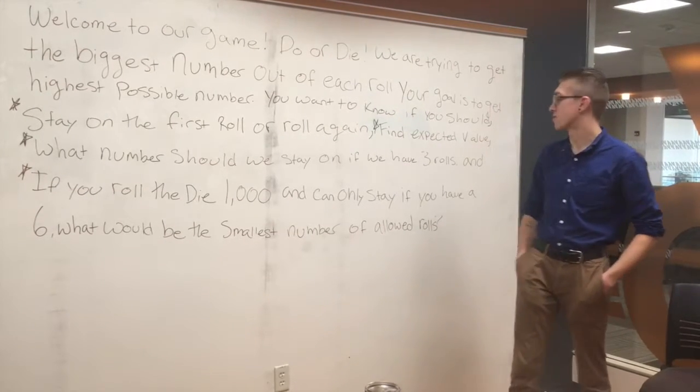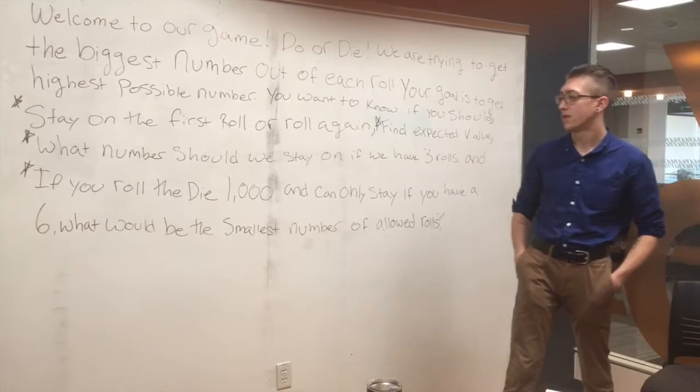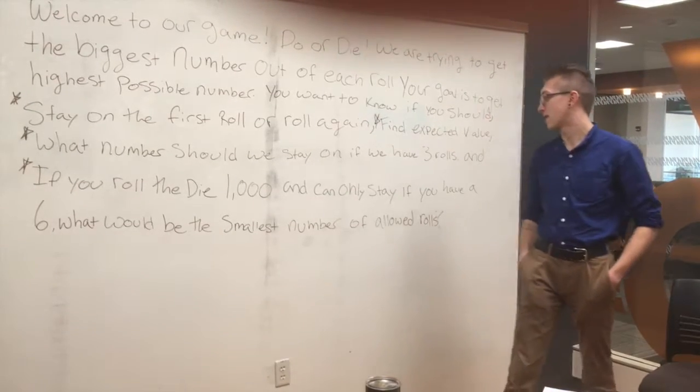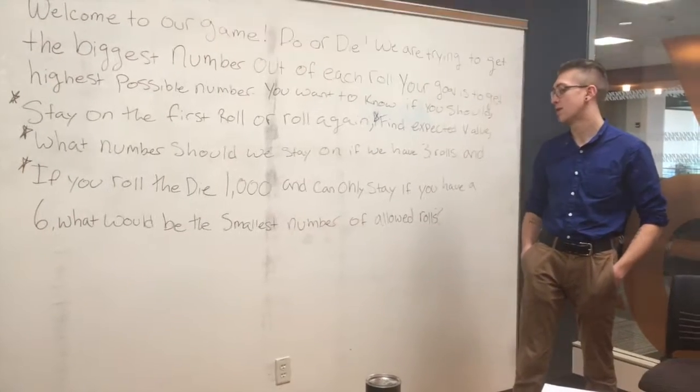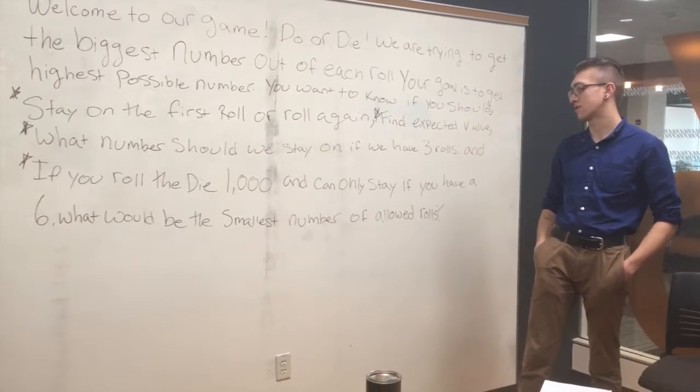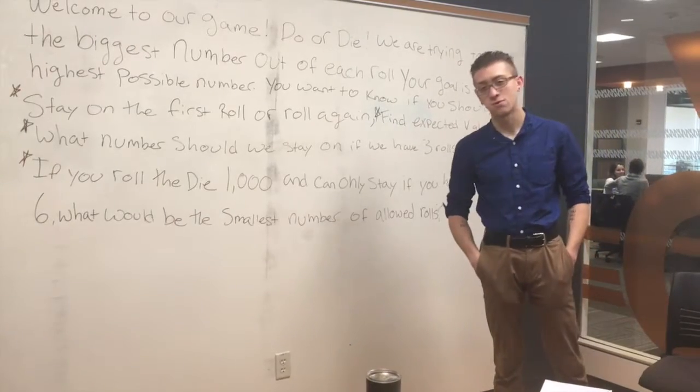You need to find your expected value for each roll and what number you should stay on if you have 3 rolls. Also, if you roll the die 1,000 times and can only stay if you have a 6, what would be the smallest number of allowed rolls?